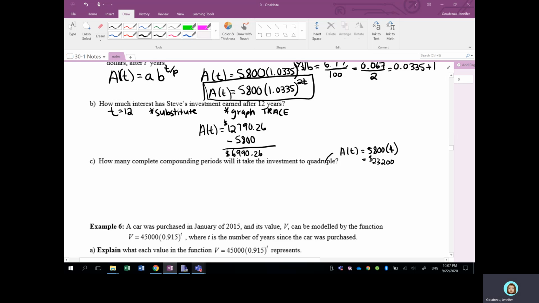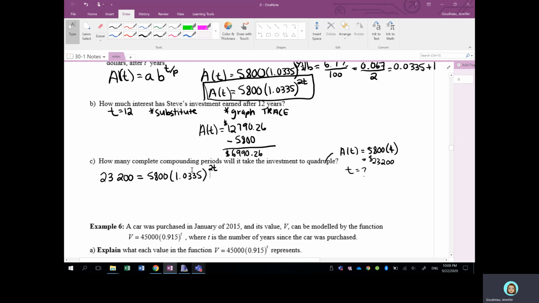So we are given that Y value. We want to know what T value gives us that. So plugging into the equation, we have 23,200, which is equal to 5,800 times 1.0335 to the power of 2t. Now, here's a question that you will not be asked to solve algebraically yet.